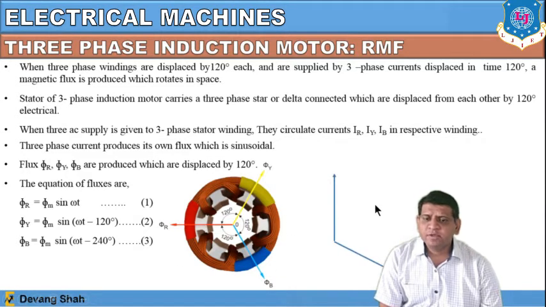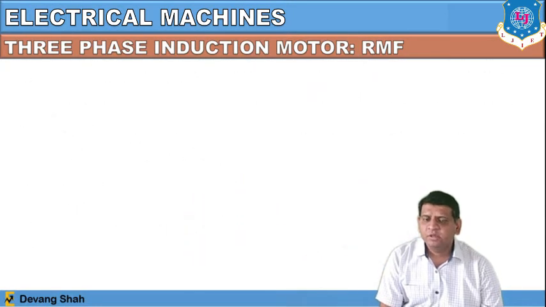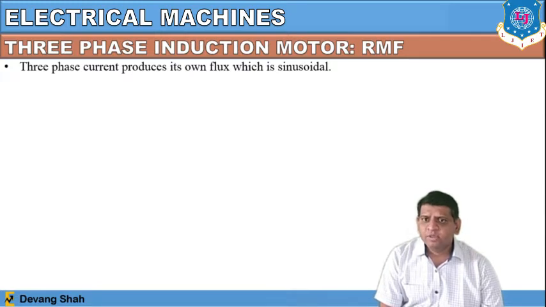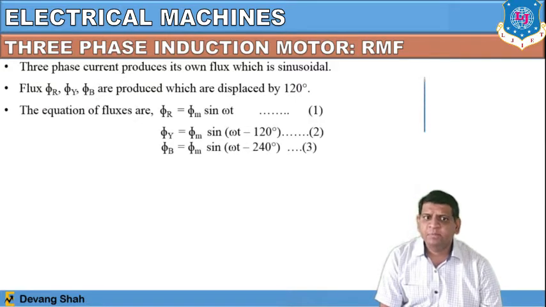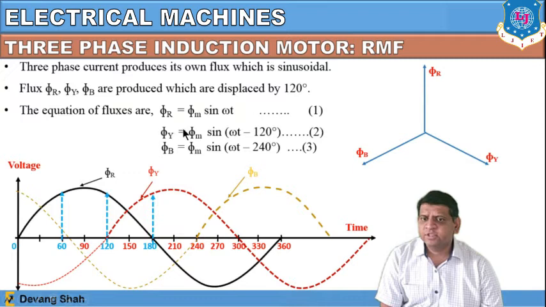If you draw the phasor diagram, you can see all these three fluxes are 120 degrees apart from each other, where each three-phase current produces its own flux which is sinusoidal. The equations are: phi R is equal to phi m sine omega t, after 120 degrees there is the production of phi Y, and after 240 degrees there is the production of phi B. In terms of the waveform, you can represent these mathematical equations, which are nothing but the production of magnetic flux in the three-phase induction motor.